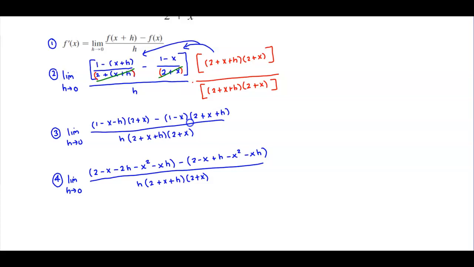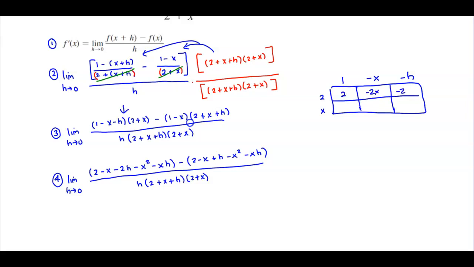Now if you want to recall how to multiply these out, remember you can use the box method. So it's like 2 and then x if we look at the first one here. I'm not going to multiply it out, but just to give you here, we know that we have 3 columns, 1 and then minus x and then minus h. So if we multiply that out, there's 2, negative 2x, negative 2h. This is x, negative x squared, and negative xh.